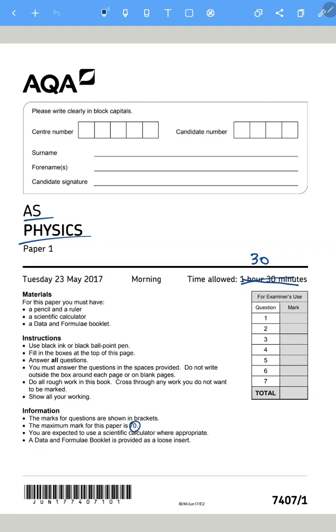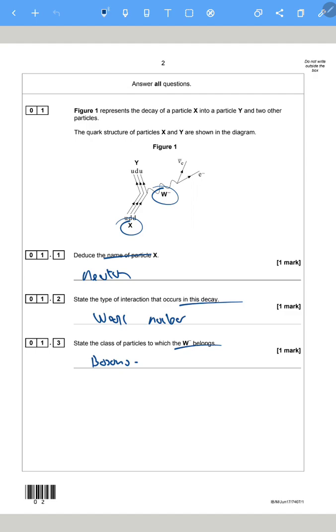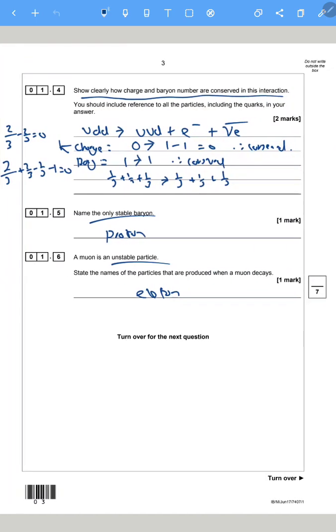So we need a mark scheme. So Physics and Maths Tutor. Get that up. Past papers, paper 1, 2017. Neutron, weak bosons. Neutron, weak bosons. Well done. These are like the max I'm going to get.